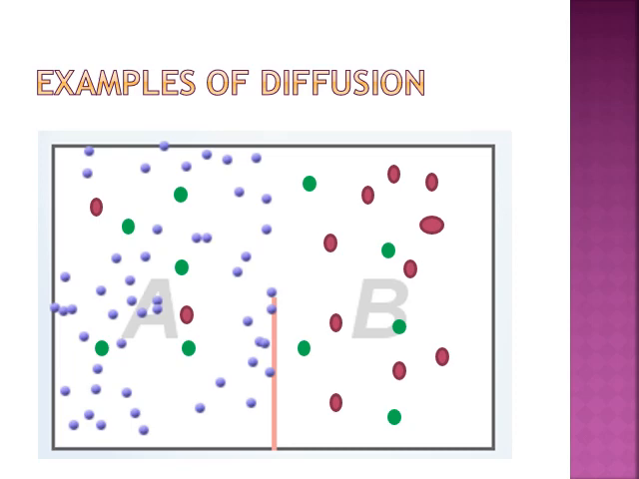So these blue ones, which way are they going to move? Toward A or B? They're going to move toward B. High concentration here, so they'll expand out over here. How about the green ones? They're not going to really go anywhere. They're already in equilibrium. And the red ones? They're going to move toward A. That's diffusion.